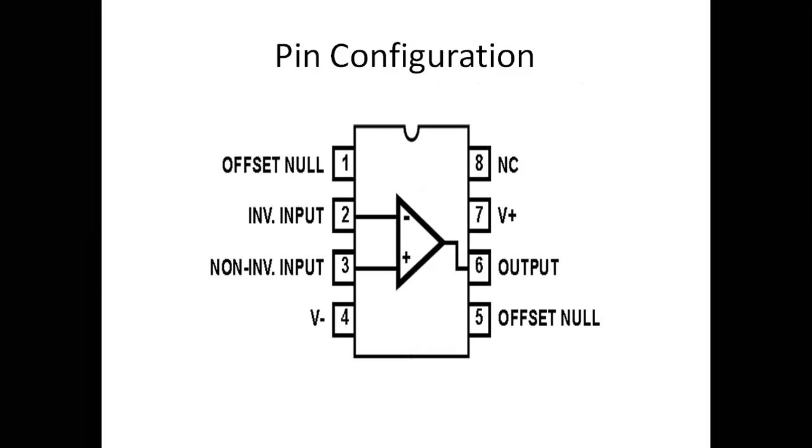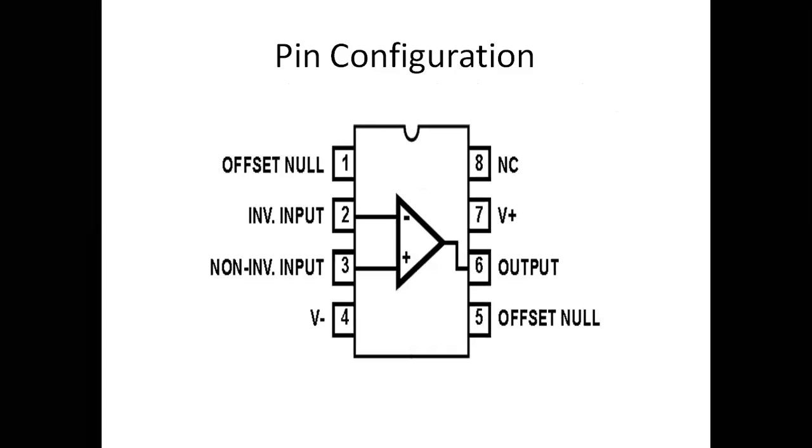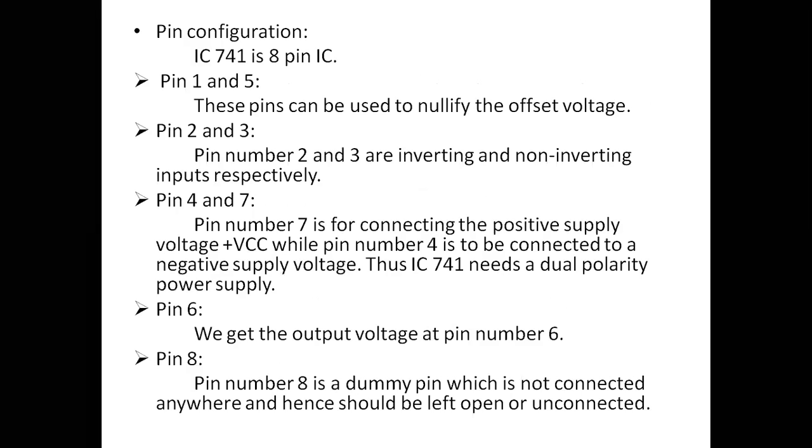If you see, at pin 1 and pin 5, we are taking the offset null voltage. Again, we are using the IC741, which is an 8-pin IC. We have given the pin configuration here. We can give the input at pins 2 and 3 and take the output at pin number 6. We give the positive power supply at pin number 7 and the negative power supply at pin number 4.